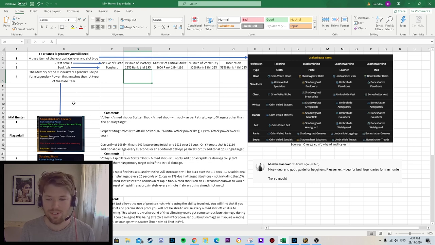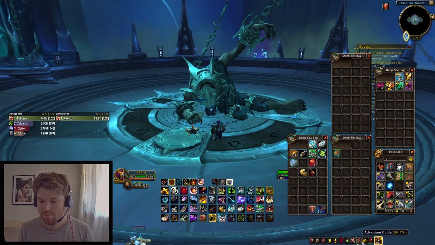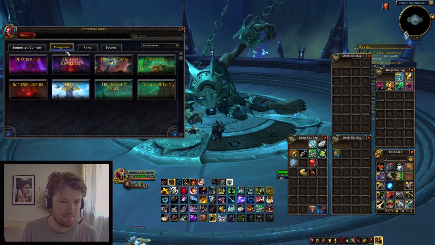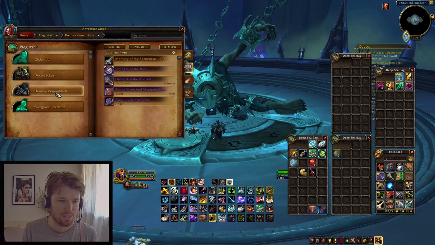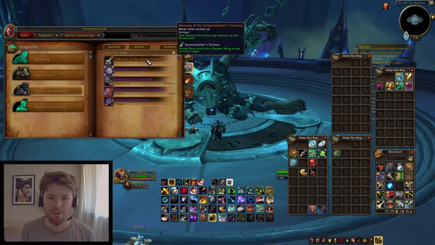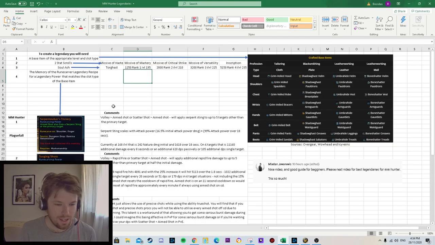Okay, so going into MM Hunter in the specifics of it and which ones I think are going to be the best, I think I put rank one as Serpentstalker's Trickery, which basically makes aimed shot also fire a serpent sting at the primary target, and this can go on a shoulder slot or a finger slot. The dungeon drop is Plaguefall. You can see Plaguefall, Dominus, Venom Blade drops the memory of Serpentstalker's Trickery. And I've just written some comments on why I think this is good.